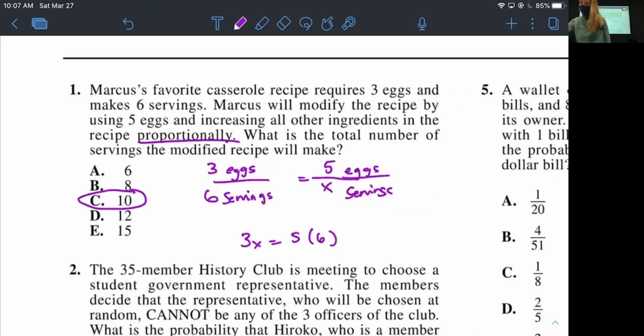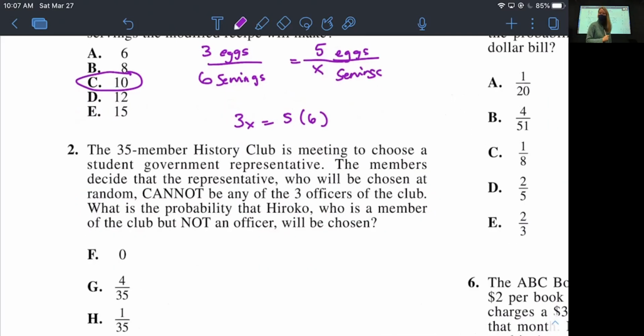Okay. Number 2, the 35-member history club is meeting to choose a student government representative. The members decide that the representative who will be chosen at random cannot be the 3 officers of the club. What is the probability that Hiroko, who is a member of the club, but not an officer, will be chosen? Well, how many members are in the club? 35. How many are not officers? 32.